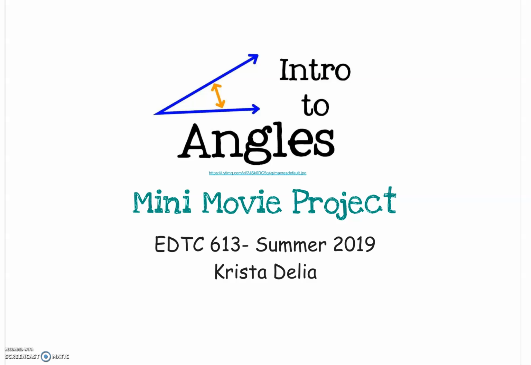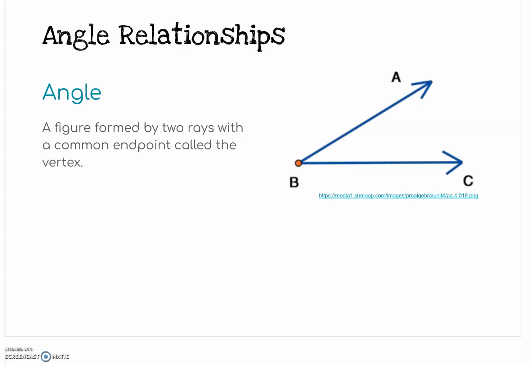This is an introductory lesson to angle relationships. An angle is a figure formed by two rays with a common endpoint called the vertex. In the diagram, point P is our vertex.